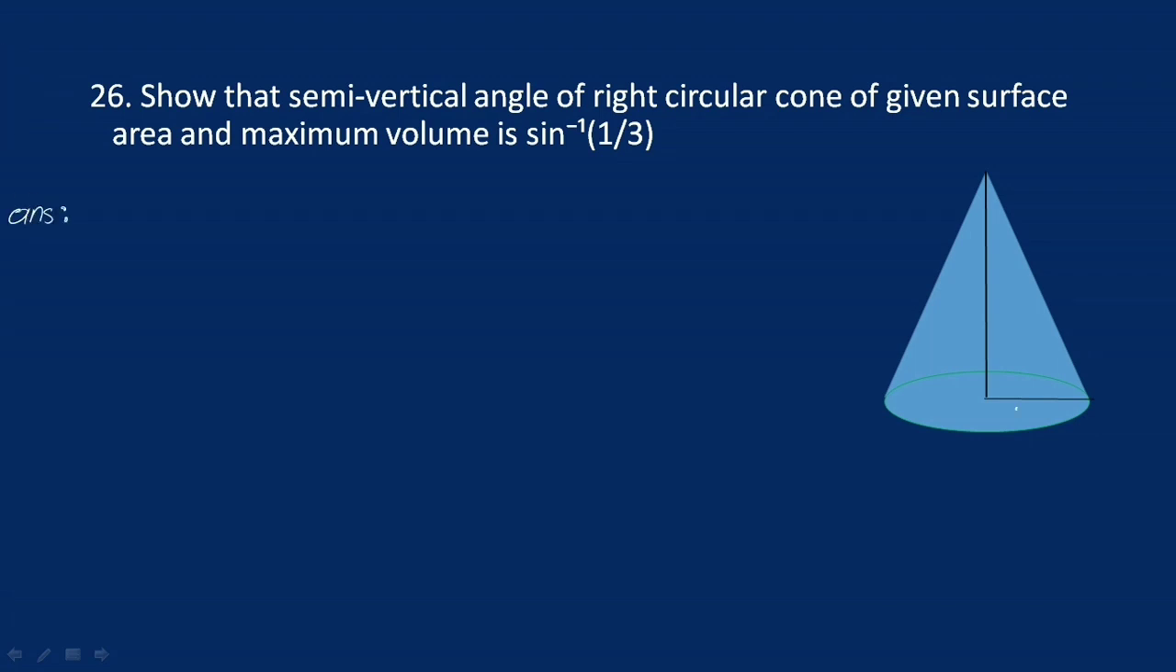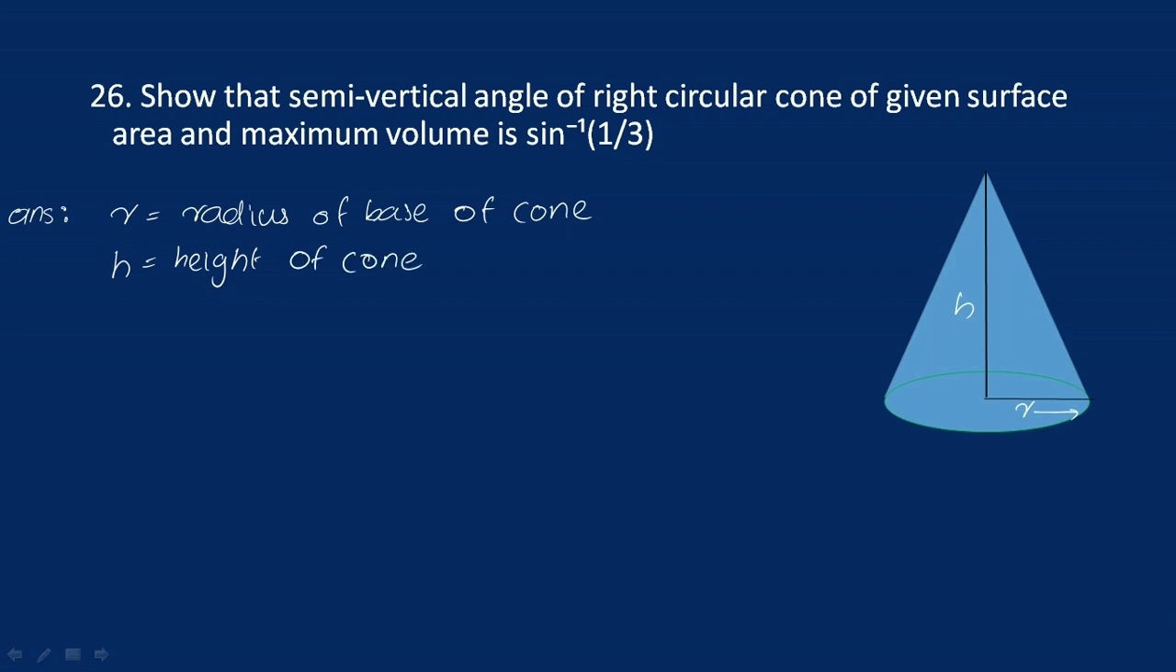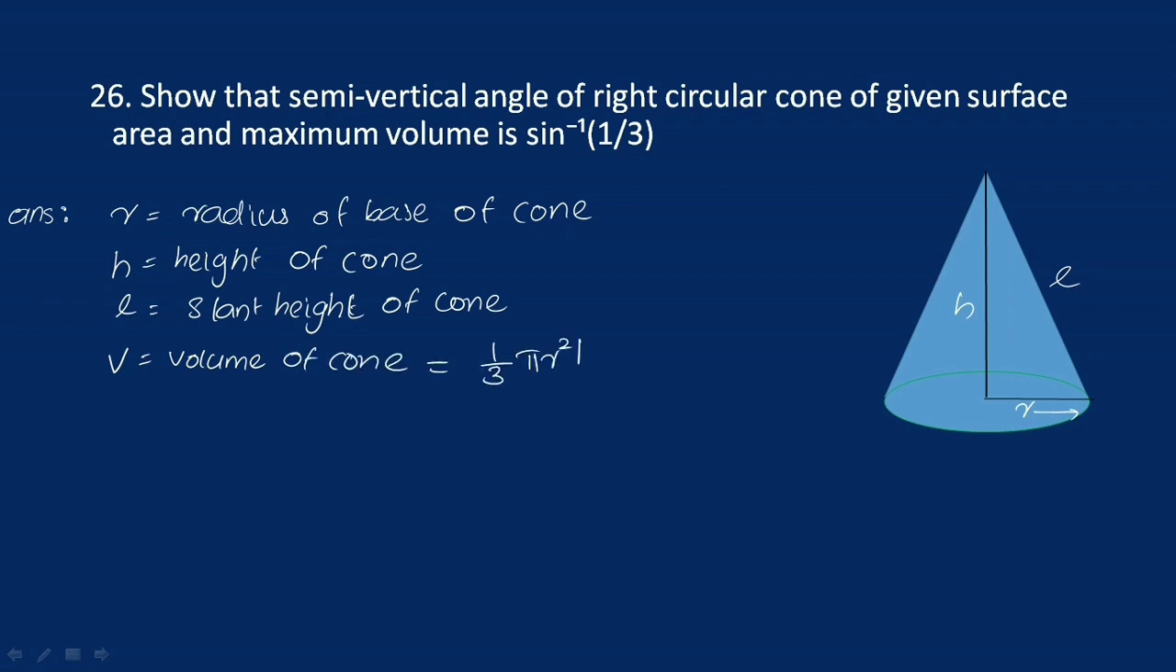Let r be the radius of the base of the cone, h the height of the cone, and l the slant height of the cone. Now V is the volume of the cone, which is equal to 1 by 3 pi r square h. S is the surface area of the cone, which is equal to pi r square plus pi r l.